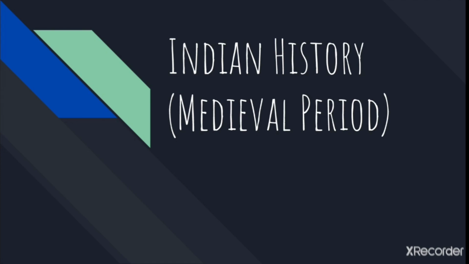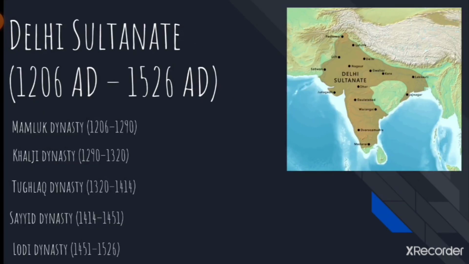In this video we're going to be talking about Indian history, the medieval period. In my last video I did Indian history about the ancient period. That was the first part, but because India has such a large history, I needed to split this into three categories: the ancient period, medieval period, and the modern period. In this video we're going to be talking about the medieval period. So let's begin.